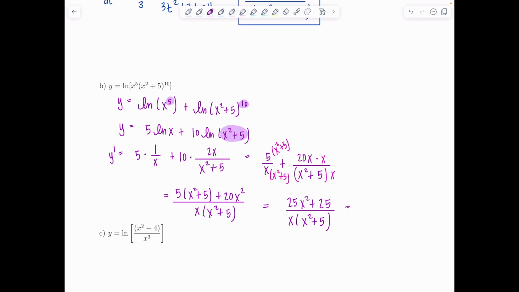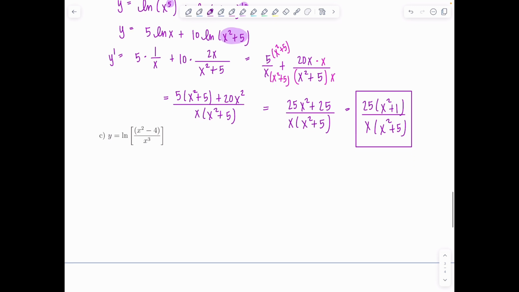Can we not take that 25 out? I just think it's asking for us to please factor it out. 25 times x squared plus 1 over x times x squared plus 5 in the bottom. Good. That's that. Let's try one last one, and I think you guys are good to go.